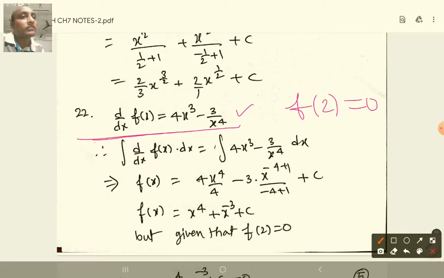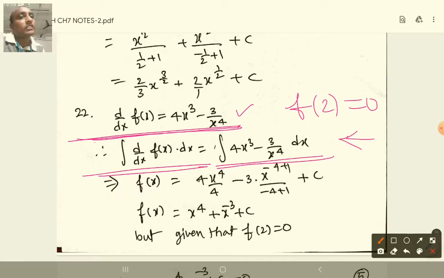First integrate this one on both sides. Integration of d by dx of f of x into dx is equal to integration of 4x cube minus 3 by x power 4 into dx. Integrating on both sides, the derivative and integration process will get cancelled, then f of x will come on the left side.